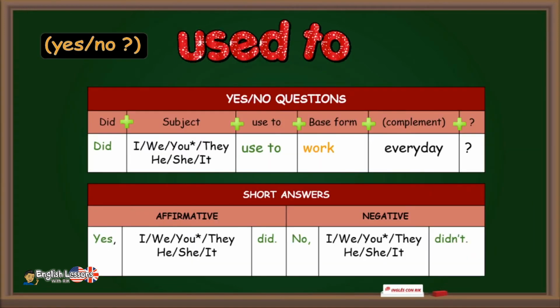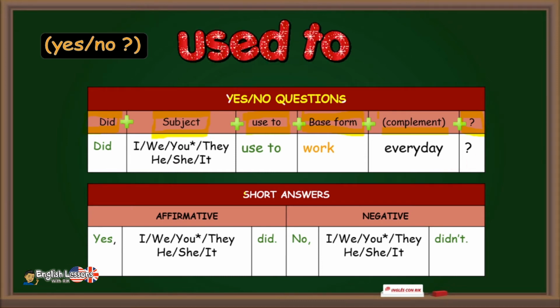In order to write yes/no questions, you must write first the auxiliary did plus subject plus used to plus base form of the verb plus complement. And don't forget the question mark. For example, did you used to work every day? Did they used to work every day? Did she used to work every day?